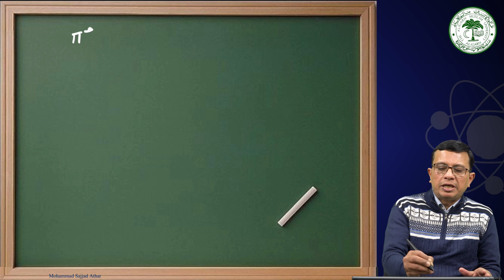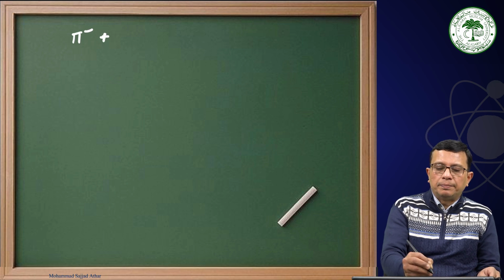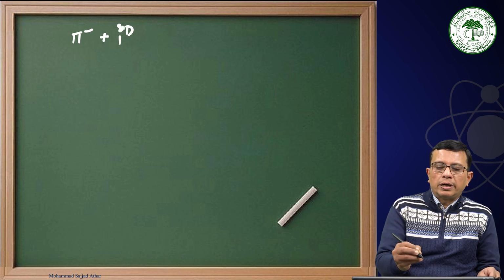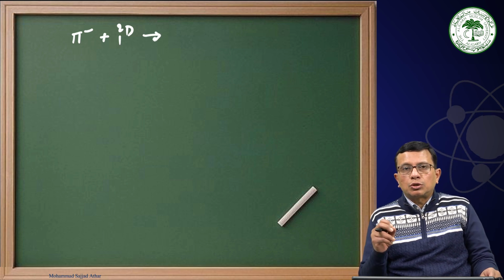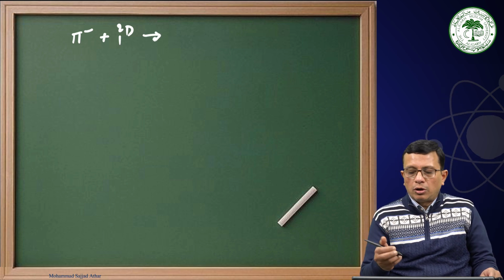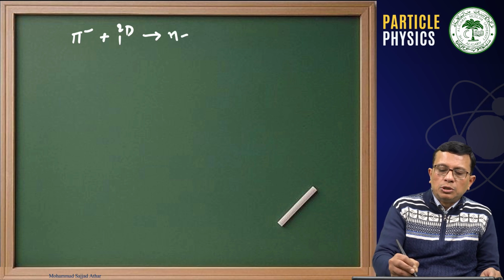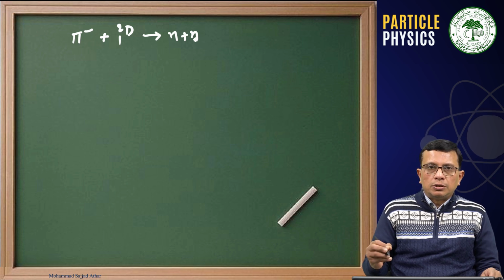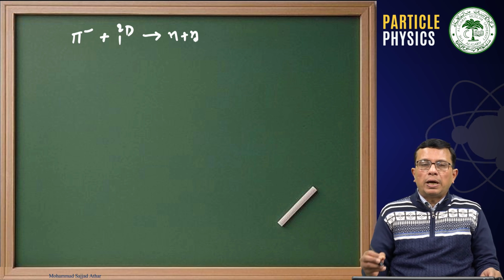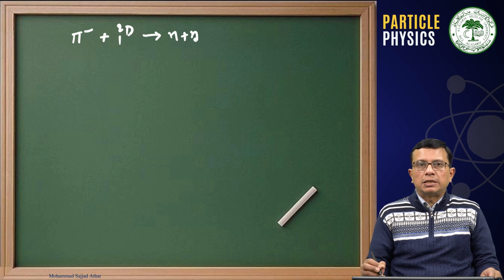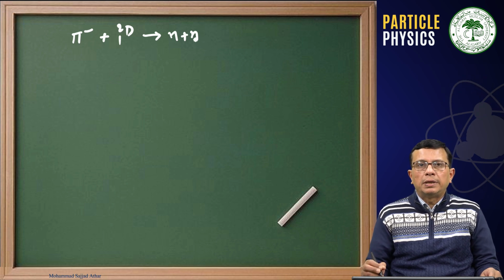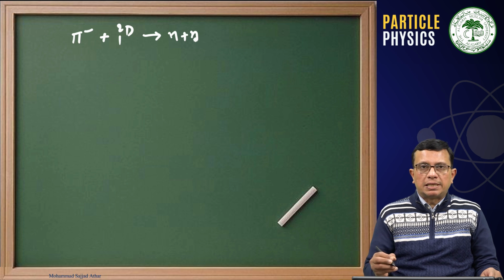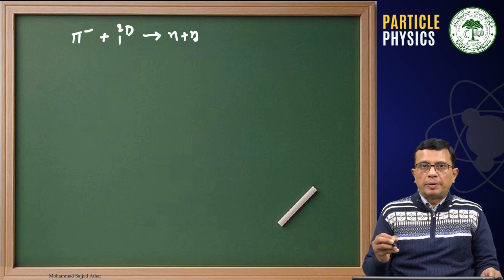What we did, we took a pi minus beam on a deuteron target, and this is a slow absorption of the pion on the deuteron to have two neutrons in the final state. Now, the pion is a spinless particle. The deuteron's spin is 1, while the deuteron stays 96% of the time in the S state, and therefore we took orbital angular momentum 0 into account.